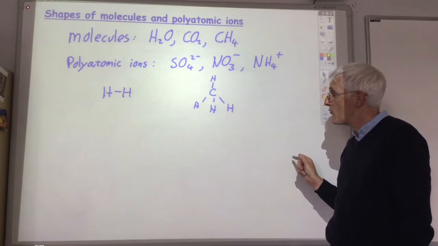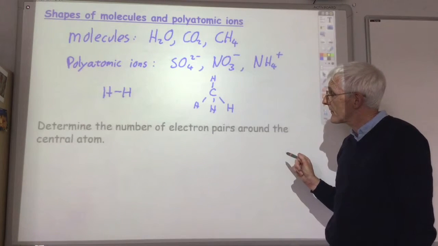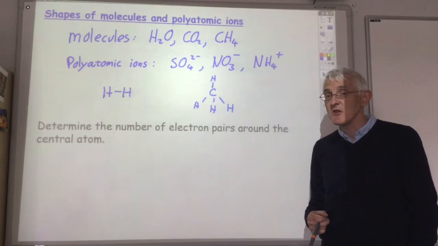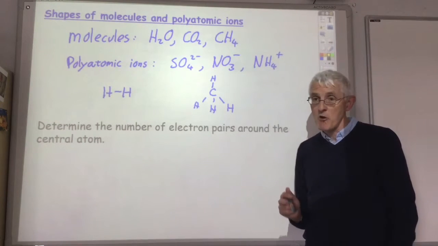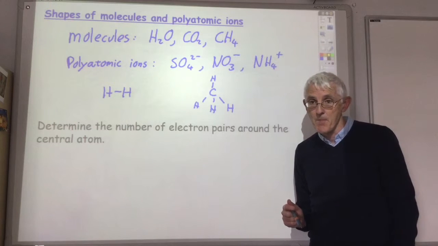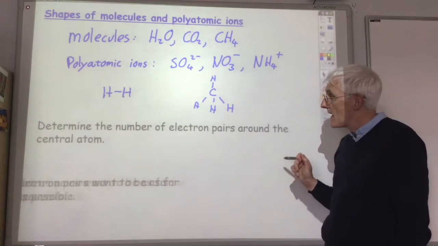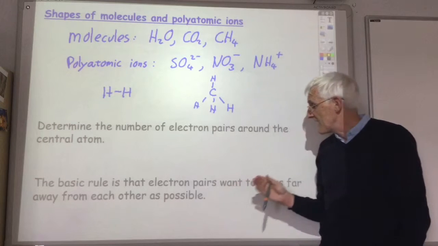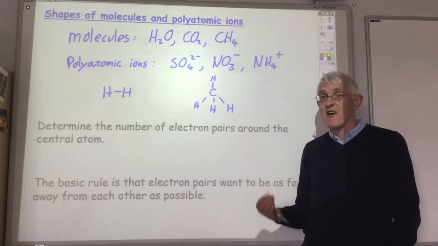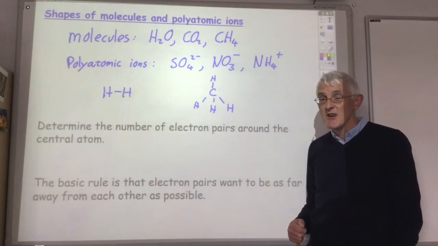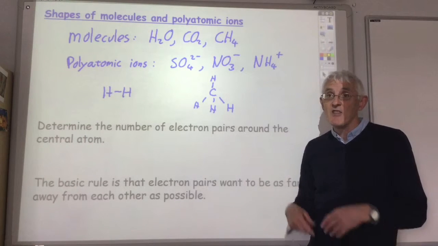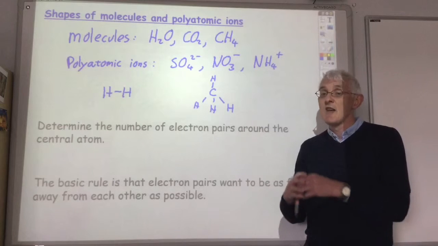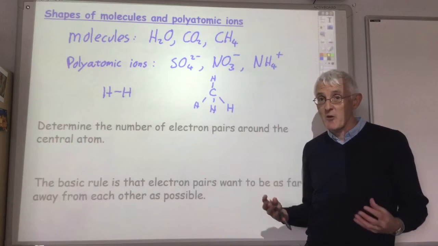What is the major factor in determining the shape of the molecule is the number of electron pairs around the central atom. And the thing to remember is that the electron pairs want to be as far away from each other as possible, because they repel each other. Because one electron pair is negative, the other electron pair is negative, they repel each other and get as far away as possible.